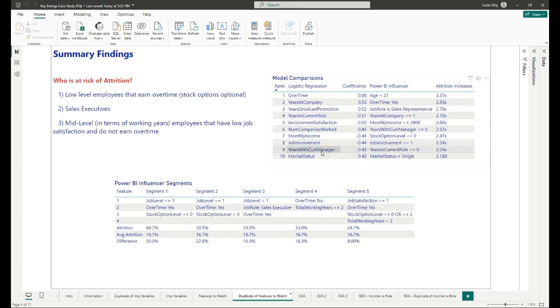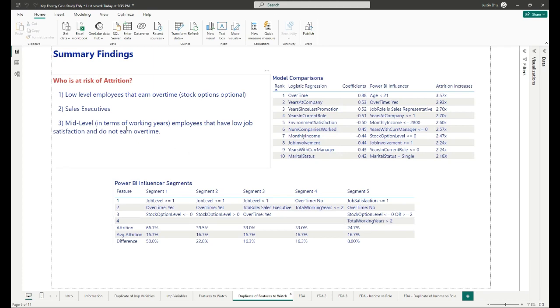Marital status rounded out number 10 for both of us, but Power BI dove a little deeper and said it's actually single people that you should be more concerned about. In terms of the segments, I reviewed segment 1 and 2. Segment 3 really focused more on people in sales. Segment 4 focused on people that just haven't been at the company that long, so less than 2 years. And segment 5 is really more mid-level folks, been working more than 2 years. They're just not satisfied with their job, or maybe they're stuck in a rut.